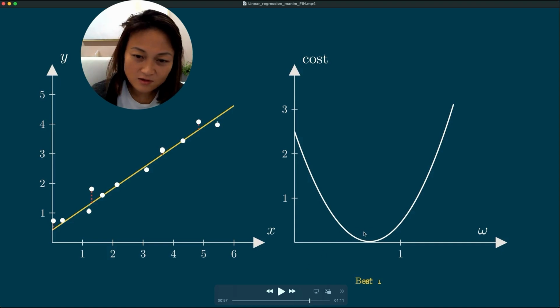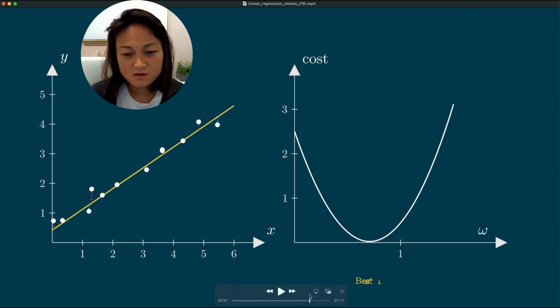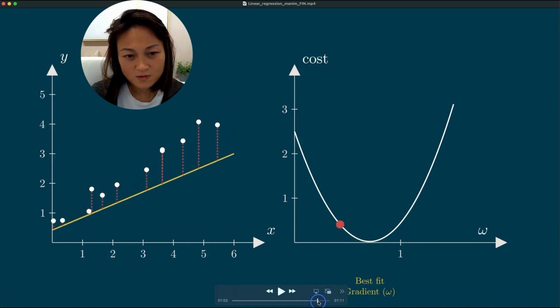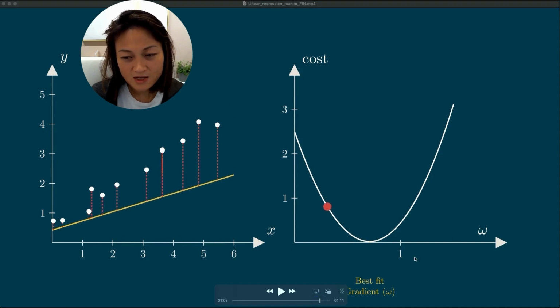If we look at how this graph corresponds with this graph, if the slope goes low, like the line goes very flat, what's happening is that w is going lower and lower and lower, and the cost is going higher and higher because it's going further away from this optimal point.